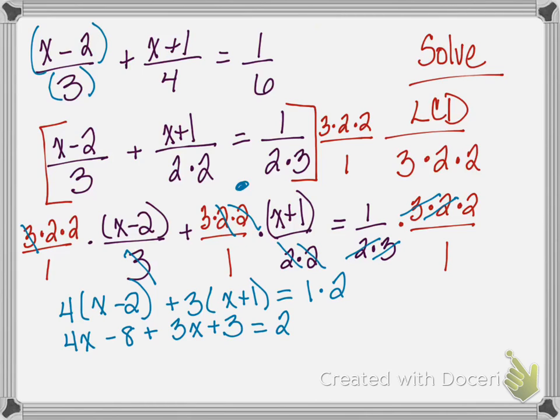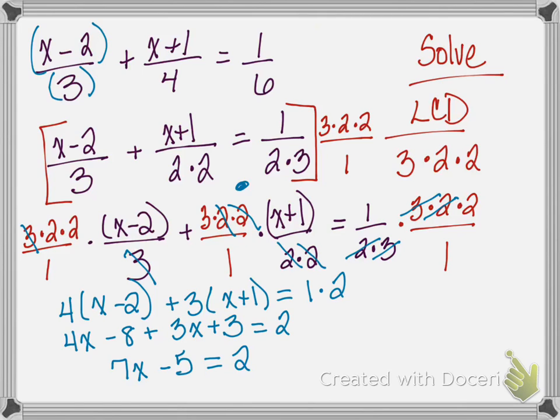Okay, I'm going to combine like terms. I have 4x and 3x on the same side. 4x and 3x is 7x. Minus 8 and positive 3 gives me negative 5.